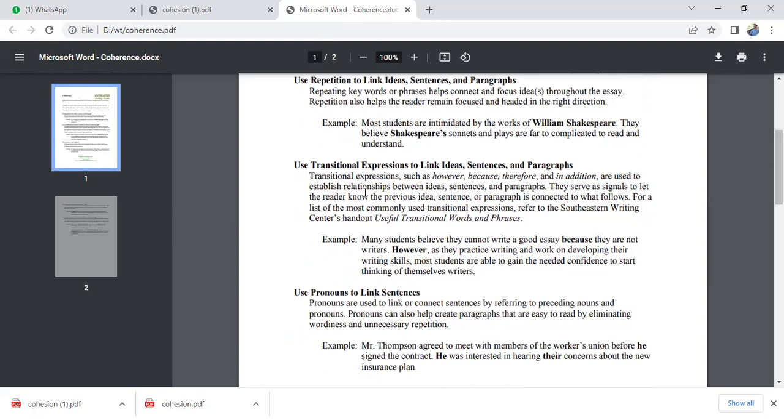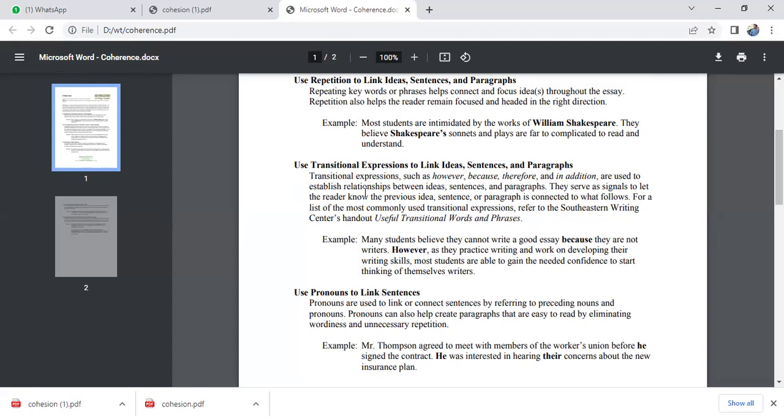Fine. Transitional expressions. What are transitional expressions? What are transitional words, transitional devices, cohesive devices? Remember, these are words which we use in order to bring unity in phrases, in a paragraph, in sentences. Fine. We join sentences, we join paragraphs, we link ideas through transitional expression. Fine. Transitional expressions such as however, because, therefore, and addition are used to establish relationship between ideas, sentences, and paragraphs.